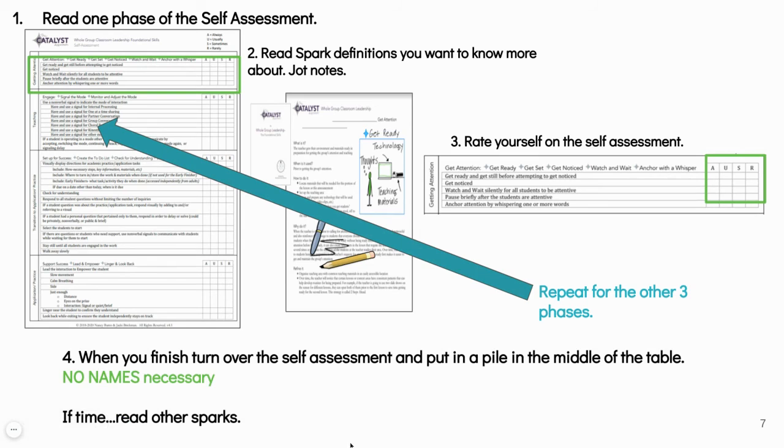Finally, when you finish all of those steps, you'll turn over the self-assessment and just put them into the pile in the middle of the table. Remember, no names are necessary here, but we are going to culminate the data across the building so that Jessica and I and our administrators know what next steps we need to pursue to continue our work with Catalyst. If you have time before the rest of your group finishes, you can go back into your whole group leadership packet and read some of the detailed definitions of the other sparks.